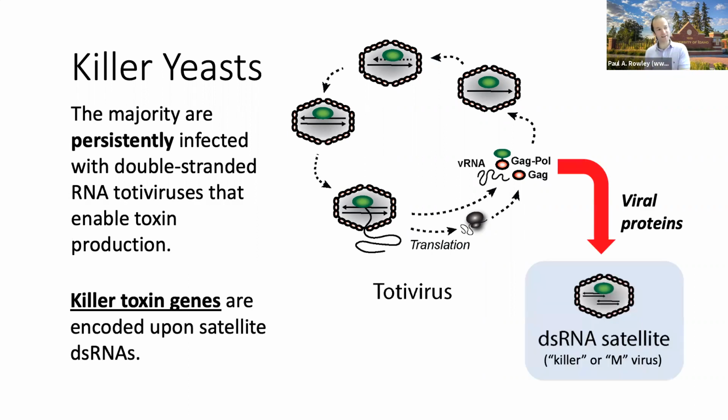There's actually a satellite double-stranded RNA that parasitizes the virus to enable its own replication. And the killer toxin genes tend to be associated with these double-stranded RNA satellites. So even though it's quite complicated that you've got a virus and you've got a satellite that encodes a toxin, it actually makes life so much easier for the discovery of novel killer toxins, because we can selectively purify the genomes of both totiviruses and, if they are present, any accompanying double-stranded RNA satellite.